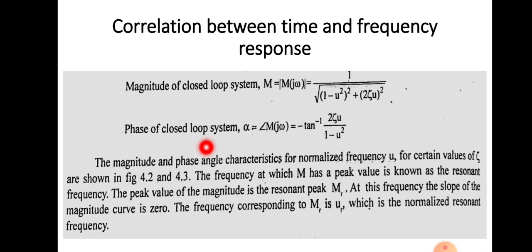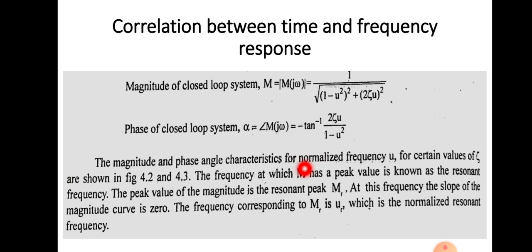Similarly, we will get the phase of the closed loop function as alpha equal to angle of M of j omega. Here the phase will be obtained by taking the imaginary term divided by the real term, that is equal to minus. Since it comes in the denominator, there will be a minus sign, so minus tan inverse of 2 epsilon u divided by 1 minus u square. So these are the magnitude and the phase of the closed loop system in the frequency domain representation.